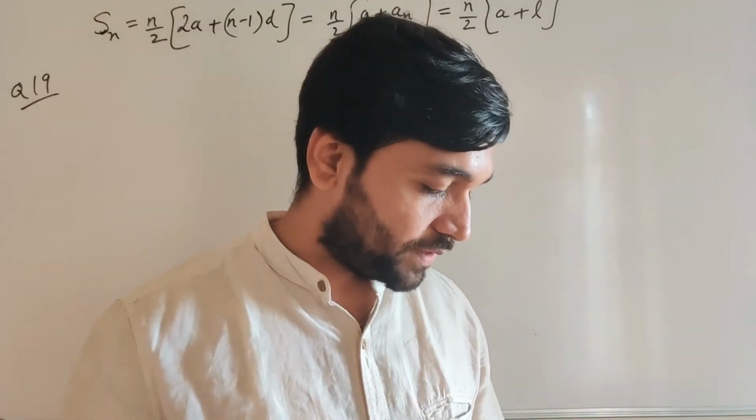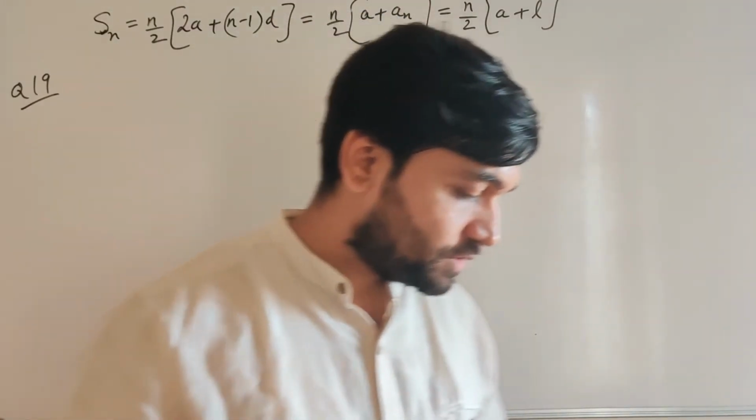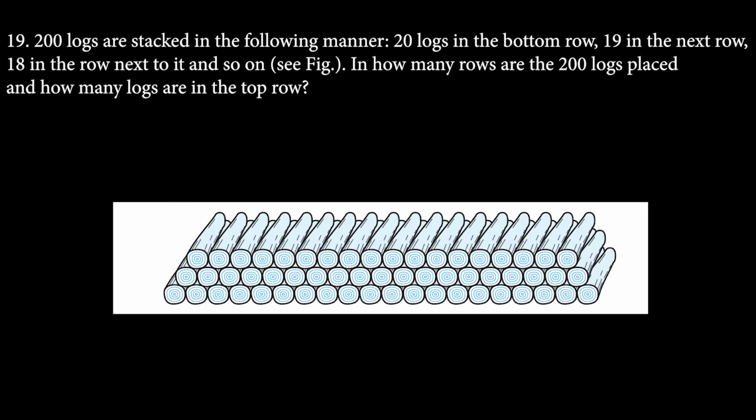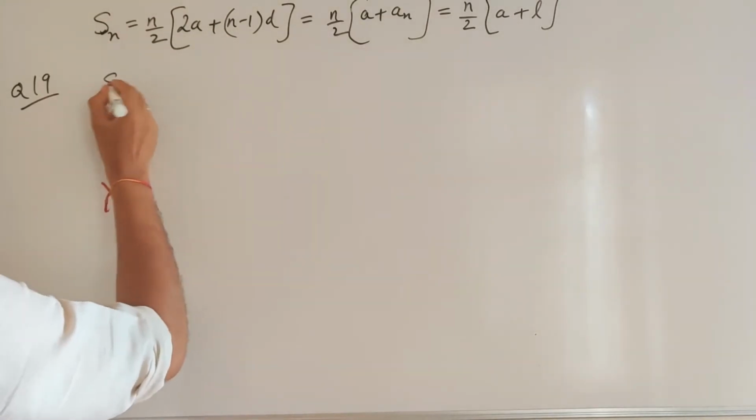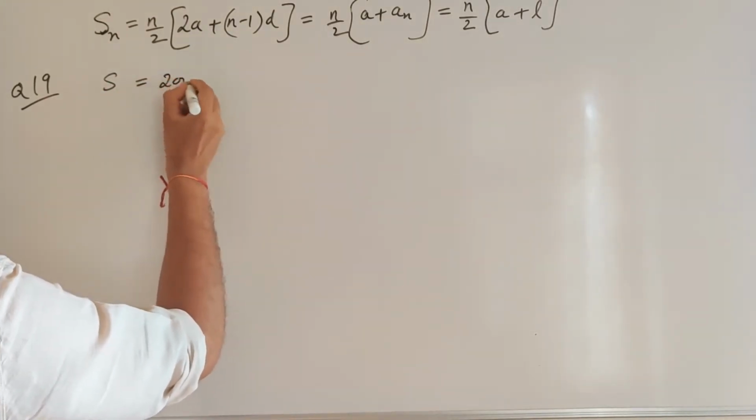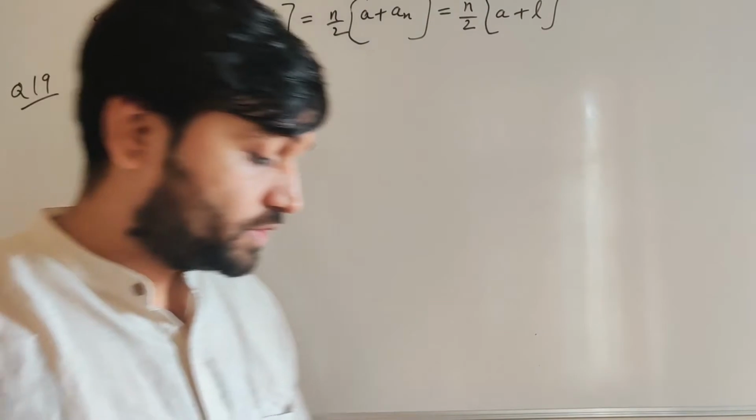So the next question, question number 19. Question says, 200 logs are stacked in the following manner. So there are 200 logs in total. 20 logs in the bottom row, 19 in the next row. So first of all, I'll write the sum as 200 because there are total 200 logs.